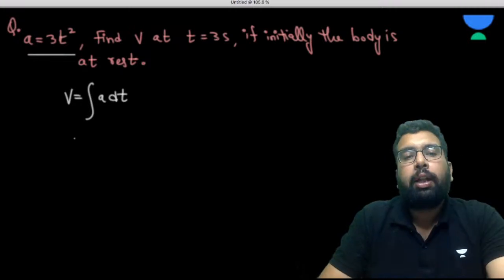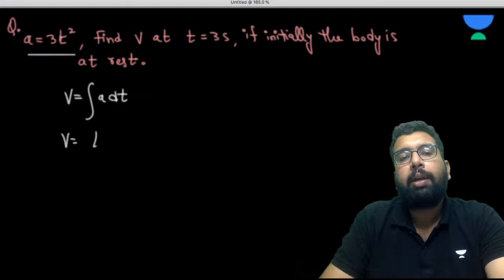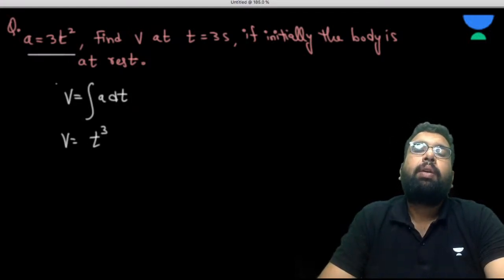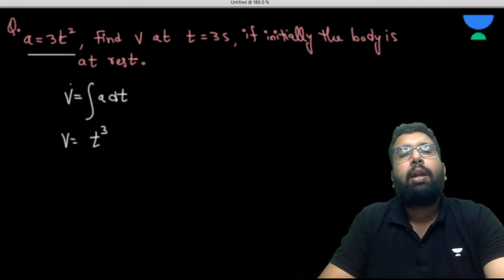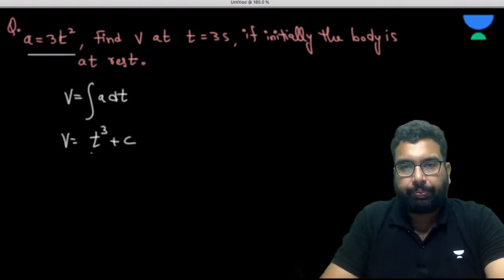Let's have it integrated. We have 3t square. How come? 3 is a constant, so it will be out of the sign of the integration. Then we have t square, which becomes t cube by 3. So v is going to become t cube plus c.